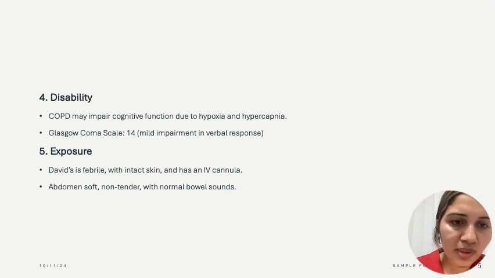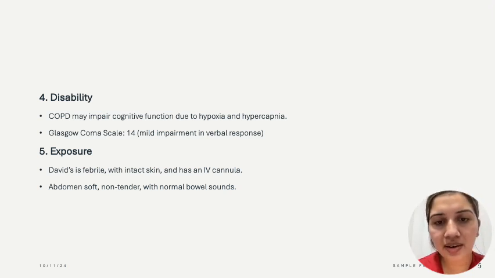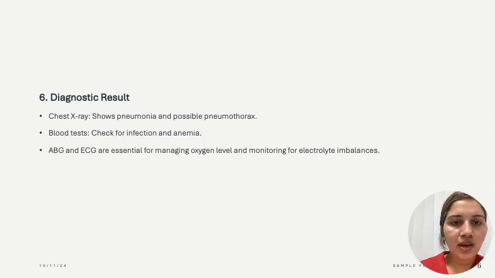And in disability, his Glasgow Coma Scale was 4, and he had mild impairment in verbal response, and COPD may impair cognitive function due to hypoxia and hypercapnia. In exposure, David is febrile with intact skin and has an IV cannula on his right hand. His abdomen is soft and non-tender with normal bowel sounds.